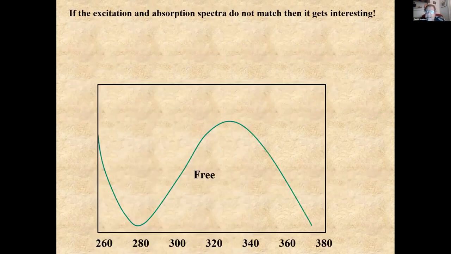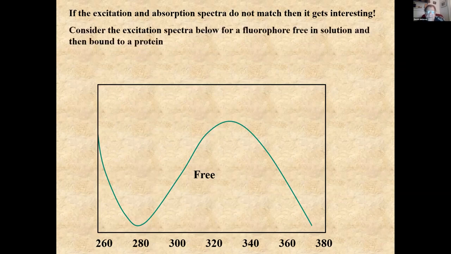Now, of course, if the excitation and absorption spectra don't match, then it gets interesting. For example, here's the excitation spectrum for a fluorophore free in solution. First we'll look free, and that's the excitation. The emission spectrum, of course, would be out here at the higher wavelength. But in this case, suppose we look at the same excitation spectrum for this dye bound to a protein, we might see something like this. And that's because the protein, the tryptophans, for example, and the tyrosine, we'll learn more later, can absorb light in the UV at 280, for example. And if it's situated where it can transfer the energy to the fluorophore, you would then excite the fluorescence of the fluorophore even when you're going at 280 nanometers. So this is why we often look at excitation spectra to see if we get information about these types of processes.